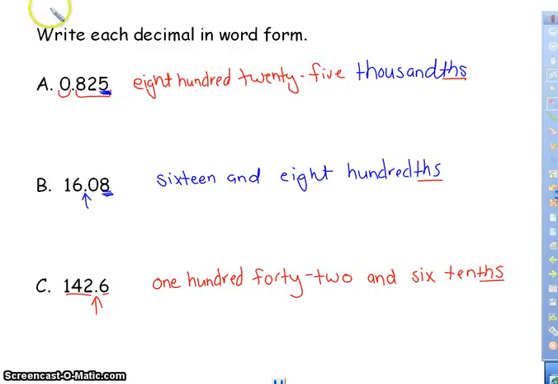Okay? When you get done, you need to read it out loud. 825 thousandths. Does that sound correct? Do I have my "and" in the correct spot? And in this case, I didn't use an "and" because there was a 0. 16 and, so 16's in front, and 8 hundredths. 142 and 6 tenths. Okay, so that's word form.